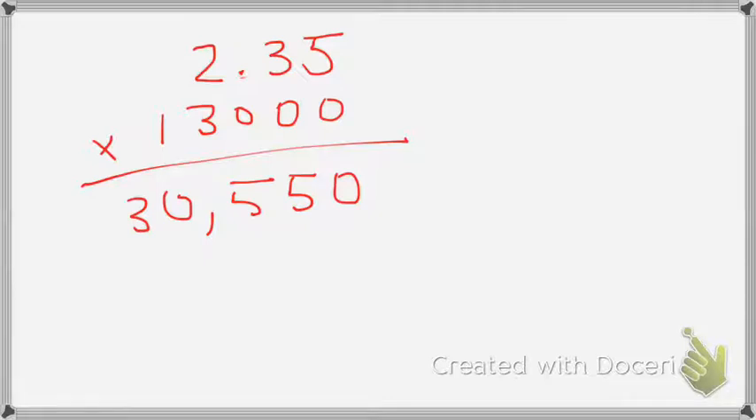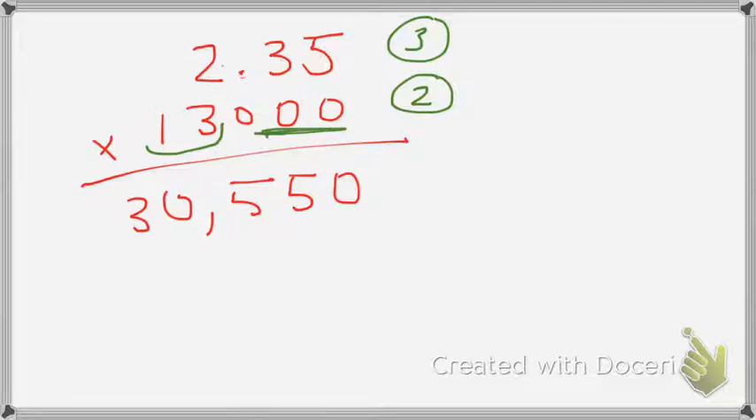So this is actually more simple than what you may think. I always thought that multiplying and dividing was easier. This one has 3 significant figures, the 2, the 3, and the 5. This number only has 2, because these 3 zeros are not significant since there's no decimal point. So therefore, we have to have a total of only 2 significant figures in the final answer.